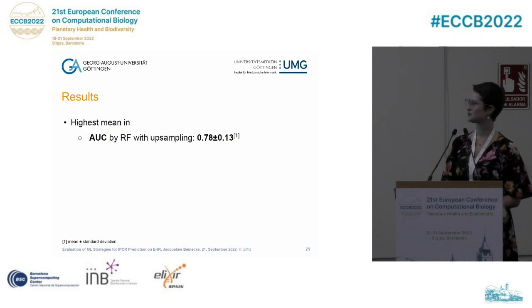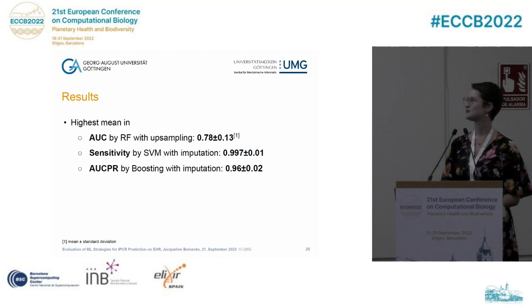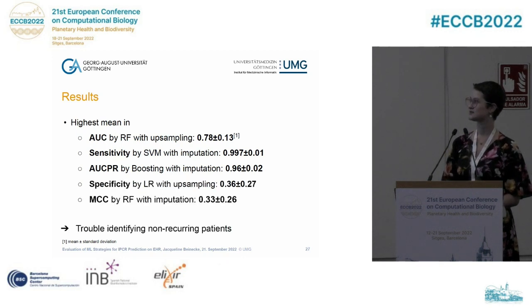Overall results: our highest mean AUC was 78% with the random forest, and sensitivity and AUC under the precision recall curve were very high, mainly because we have a lot of recurring patients, so a lot of positives. And as expected, specificity and Matthews correlation coefficients were quite low, so our models all had problems identifying non-recurring patients, which is probably due to the fact that we did not have a lot of non-recurring patients.